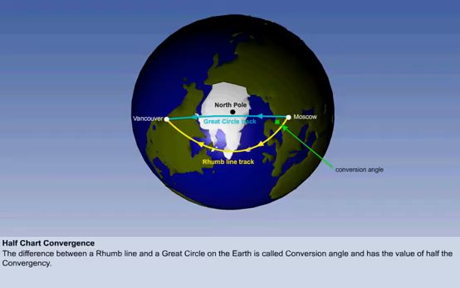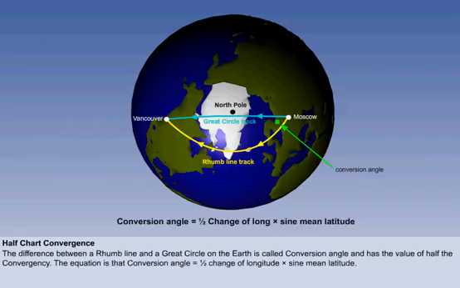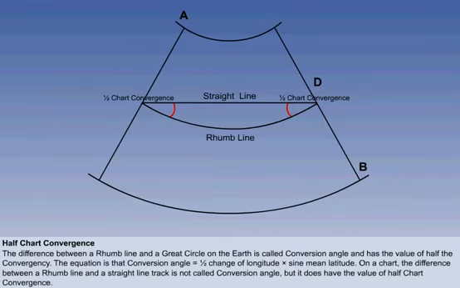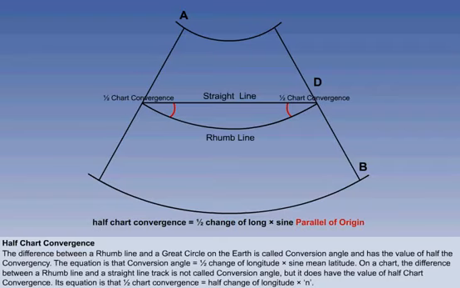What about conversion angle? The difference between a rhumb line and a great circle on the Earth is called conversion angle and has the value of half the convergency. The equation is that conversion angle equals half change of longitude times sine mean latitude. However, on a chart, the difference between a rhumb line and a straight line track is not called conversion angle, but it does have the value of half chart convergence. Its equation is that half chart convergence equals half change of longitude times sine of the parallel of origin.